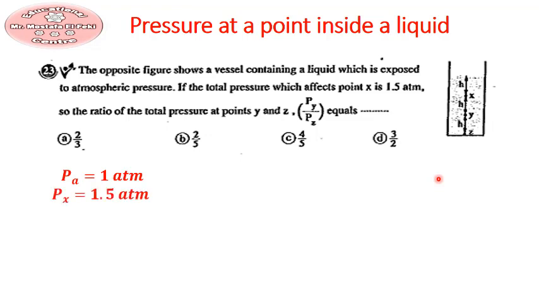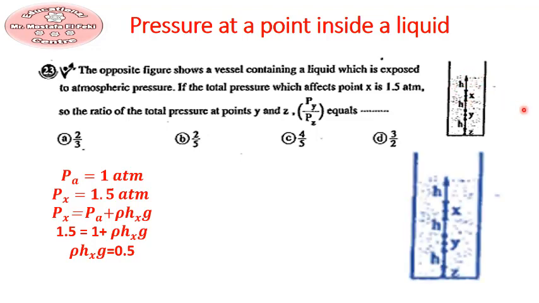The pressure at the point X equals 1.5 atm. Then what is the pressure at the point X? It is the atmospheric pressure plus the pressure of water above the point X. So 1.5 equals 1 plus rho g h. So the pressure above the point X at the height h equals 0.5. Let's see, this is the container. The pressure from above is the atmospheric pressure. The pressure of the liquid above the point X that has a height h is 0.5.